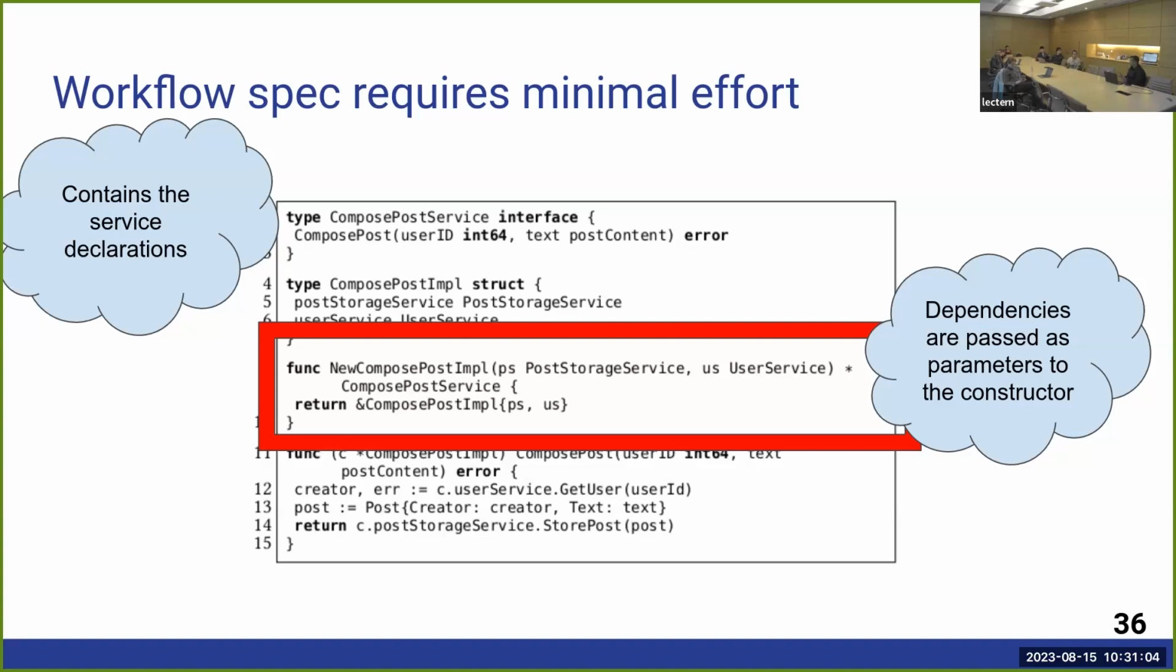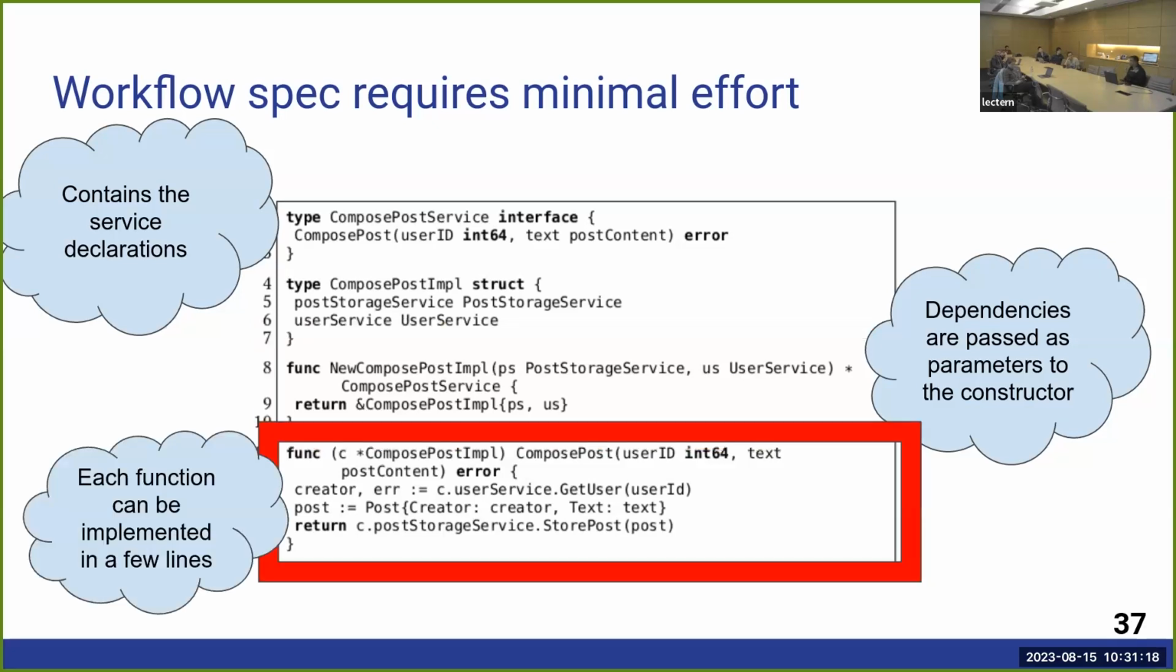It's a bit like dependency injection, where at the workflow level you're not actually instantiating anything. Things just get passed into it, and that allows us to do a bit of modification, which we'll get to later. And finally, with the dependencies, each function can be implemented in just a few lines, because you don't have to worry about how things are implemented. You just need to worry about what this service should do at its heart.